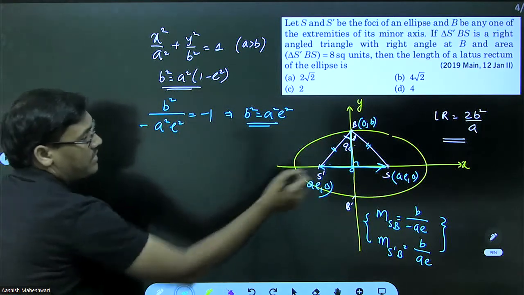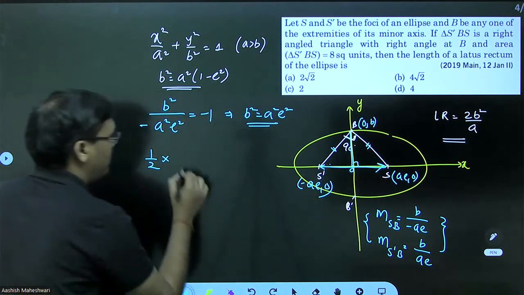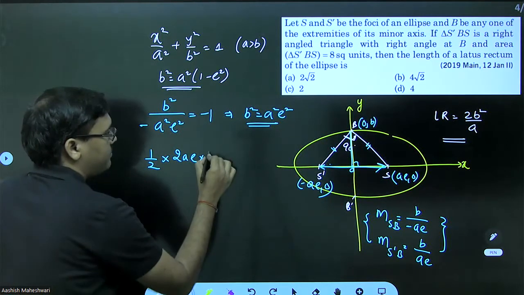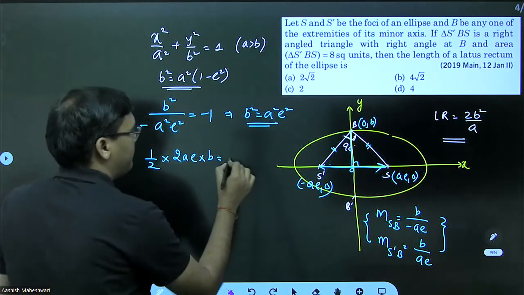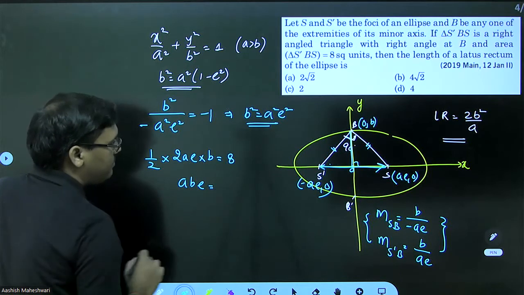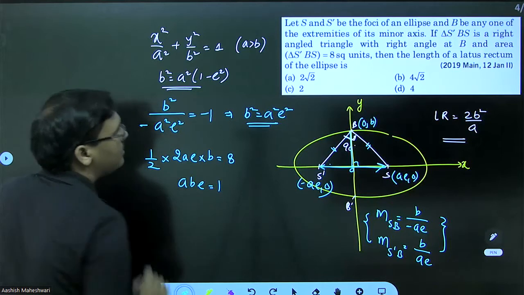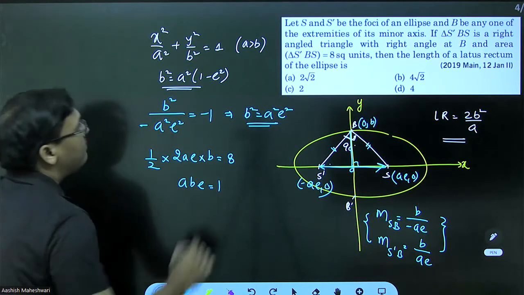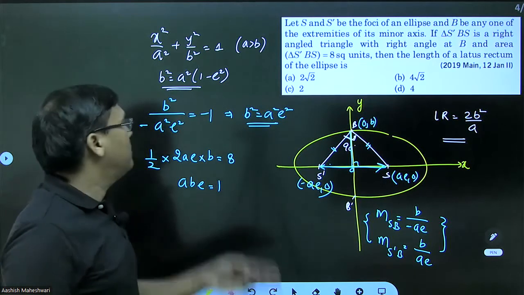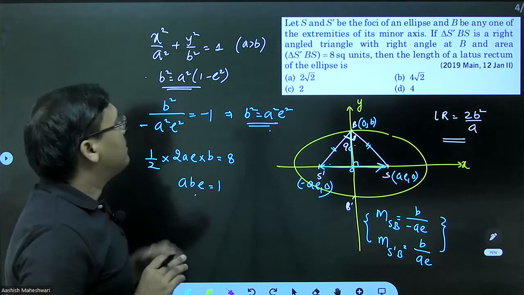So what is the area of this triangle S dash B S? You can say this is half into base, what is base? This is the length 2AE, into height, what is the height? This is height B. This should be equal to 8. So another relation we have got, that is ABE equal to... what is this? This is equal to 1. So you can see here we have one relation, second relation, and third relation. ABE, 3 variables, 3 equations are required. I hope this is clear. Now we have to just solve this.